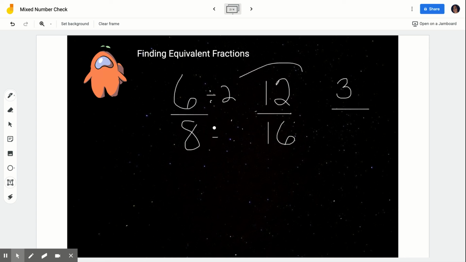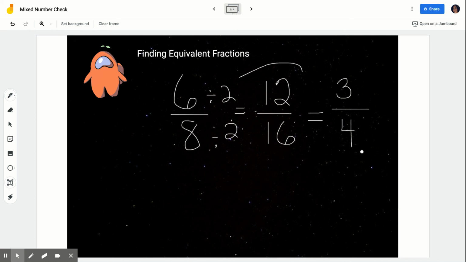And whatever I did to the numerator, I must do to the denominator. 8 divided by 2 is 4. So what that means is 6/8 is the same as or equivalent to 12/16. And 12/16 and 6/8 are equivalent to 3/4.